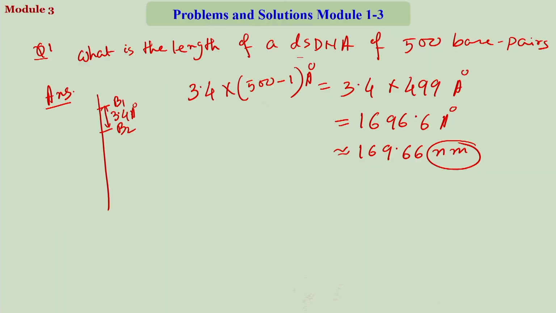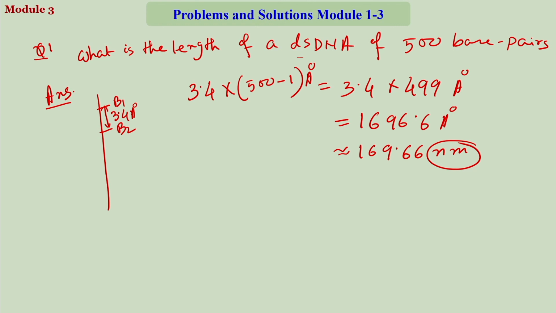Of course, the length of a single stranded DNA having 500 bases will be the same as this. We generally use the term base pairs to mean that you have one base and an alternate base. We call this a base pair, and this is the usual terminology used when defining a double stranded DNA, while when defining a single stranded DNA we just call them bases. Okay, so this is your first problem. Question number 2.